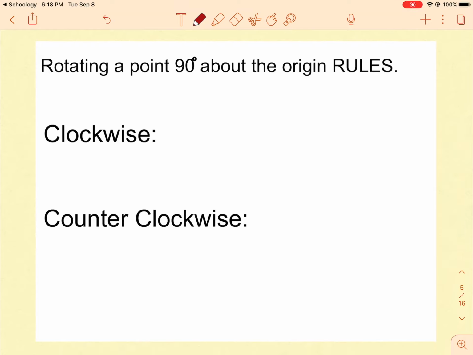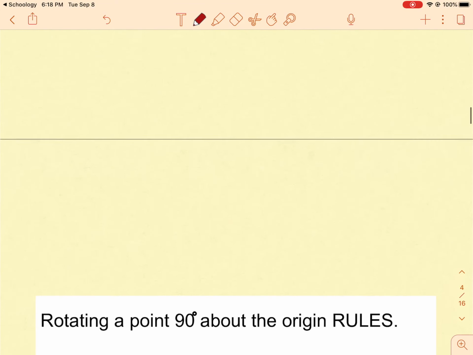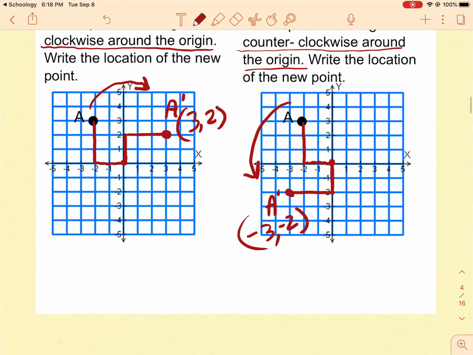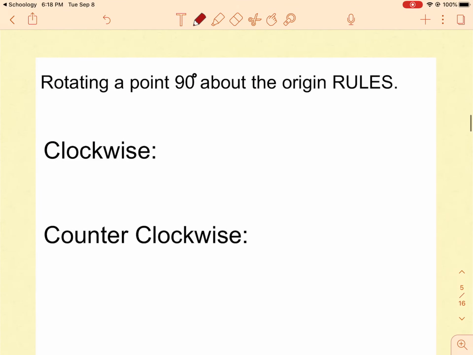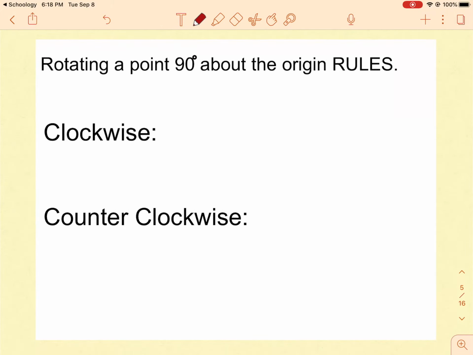What we actually come up with is a little rule. And you might not have noticed here, but our original point was -2, 3. And looking at the new points, there's some similarities between the original to the new one. And that's a rule. If you're a visual learner, you should be good. If you need kind of equations, this is probably more your style here.